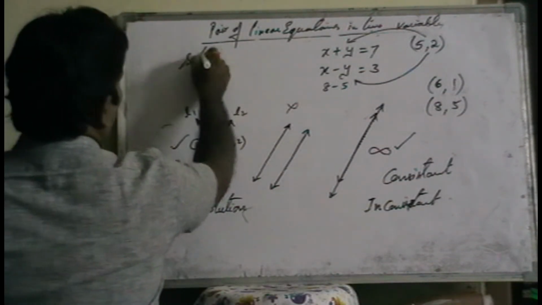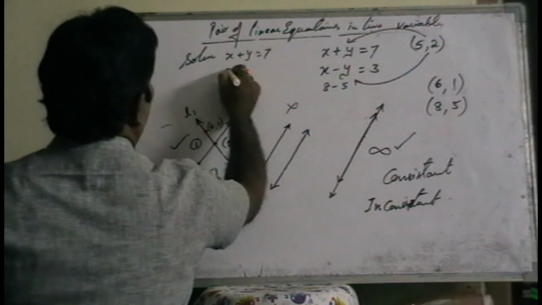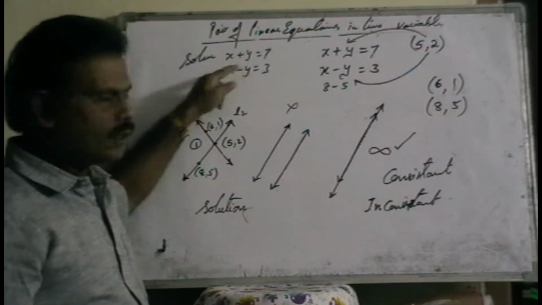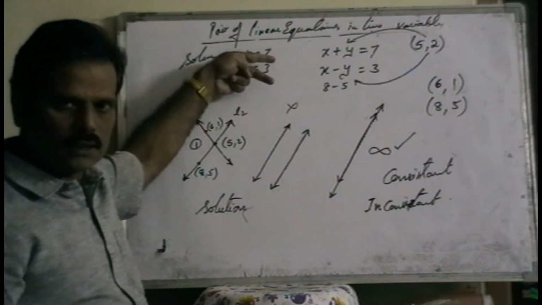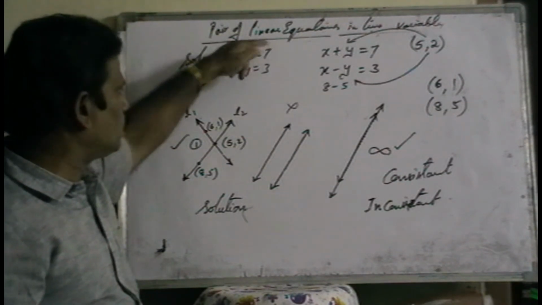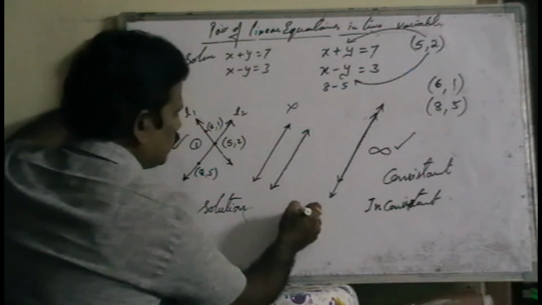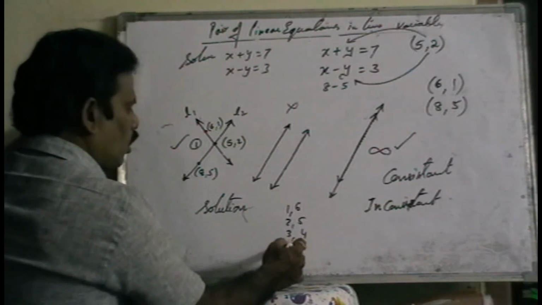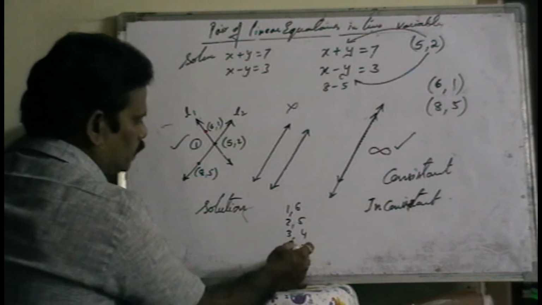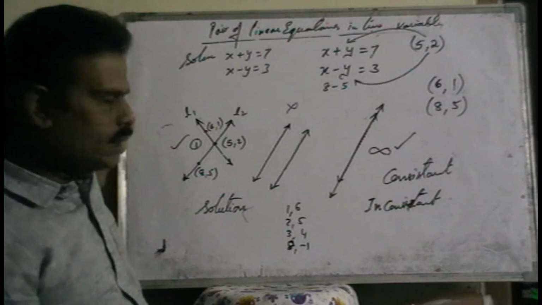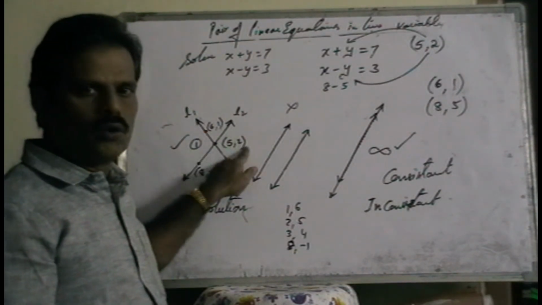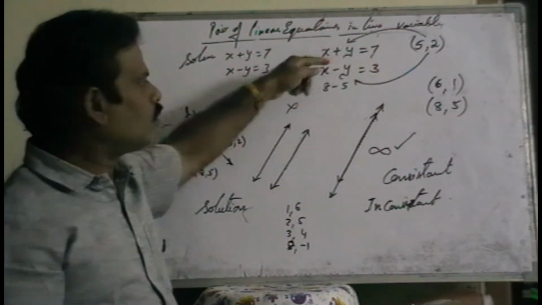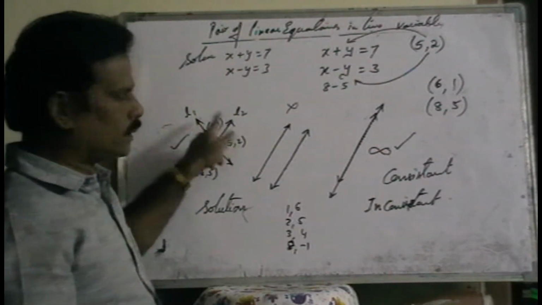Solution, simple. Solve x plus y is equal to 7, x minus y is equal to 3. Solve means what? Find the values of the variables which satisfy both the conditions. Not only the first one: x plus y is equal to 7 means 1 comma 6 satisfies, 2 comma 5 satisfies, or 3 comma 4 satisfies, or 8 comma minus 1 also satisfies, because 8 minus 1 is also 7. But only one point, 5 comma 2, satisfies both the equations, x plus y is equal to 7 and x minus y is equal to 3. So this is called the solution of these two lines.